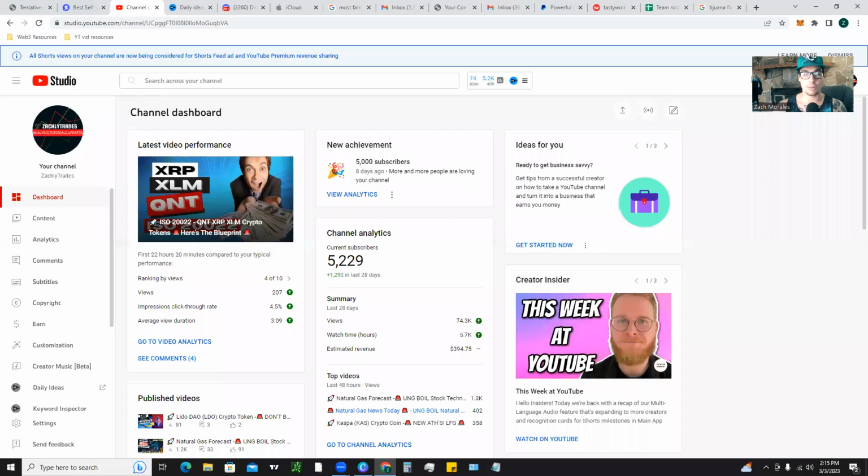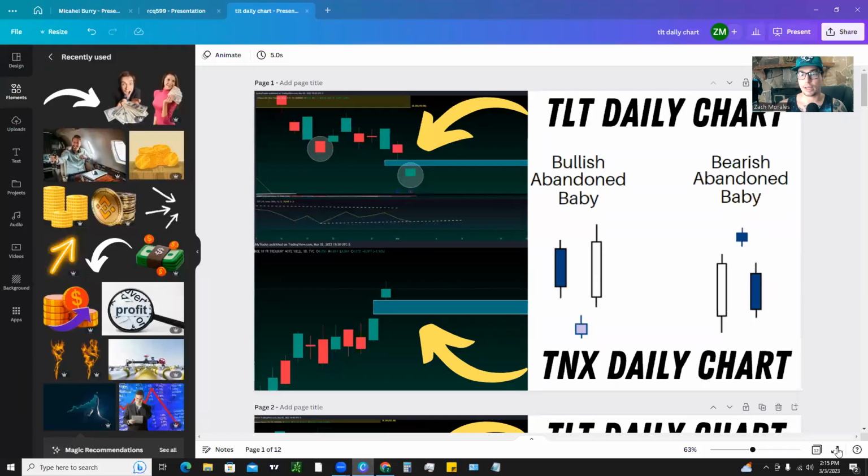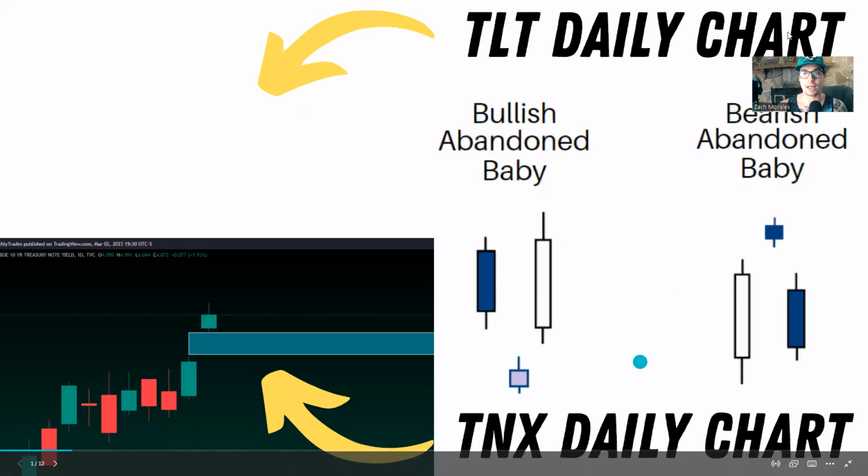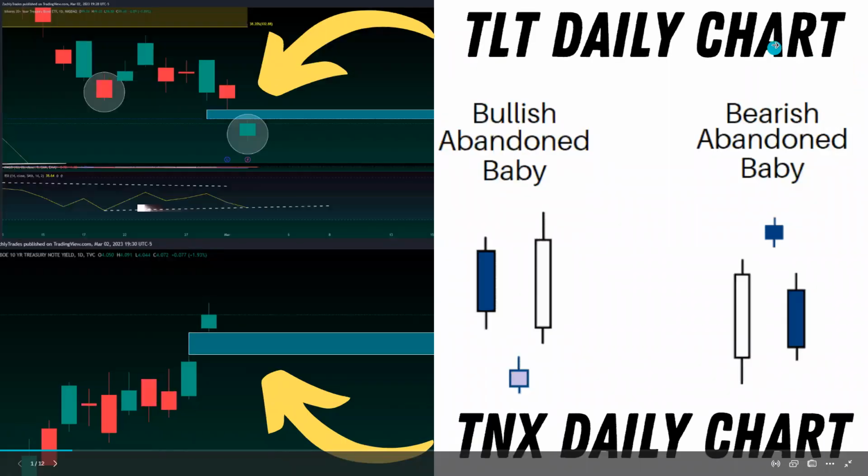We'll go ahead and jump straight into it now. So what we're going to do is come over here and take a look at the presentation we have for you guys today. So this was TLT's daily chart yesterday.